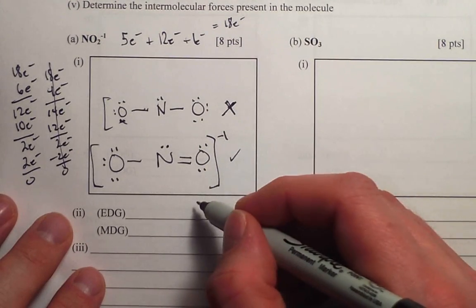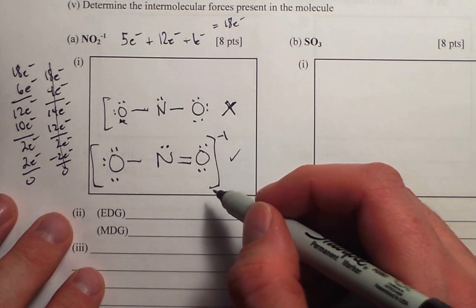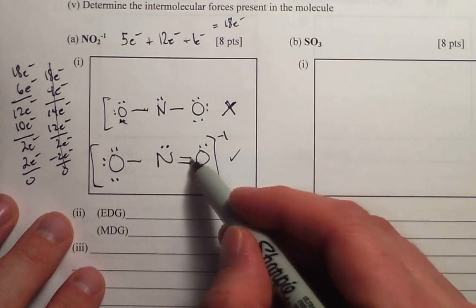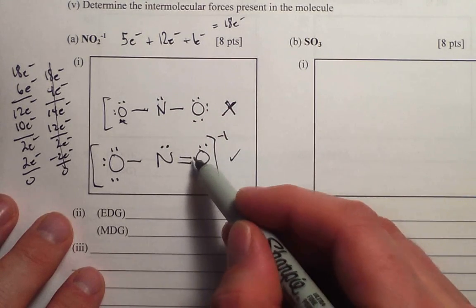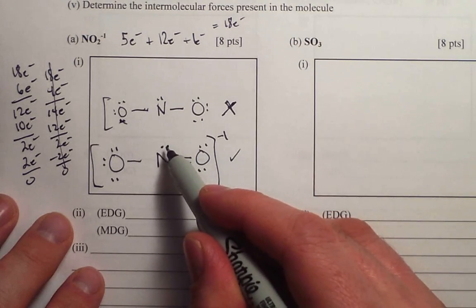We're going to do the electron domain geometry. First things first, we have to count the number of electron domains. I have 1, 2, remembering that double and triple bonds only count as 1. So 1, 2, and then I have the lone pair, which is 3.